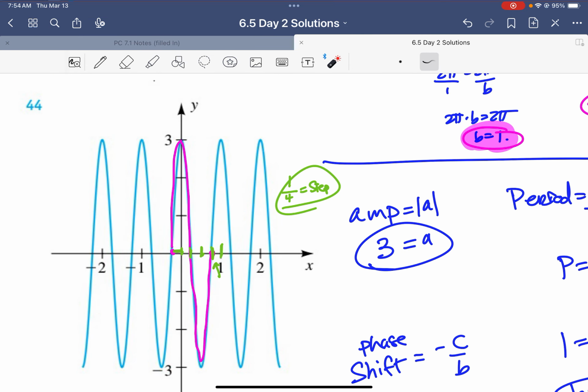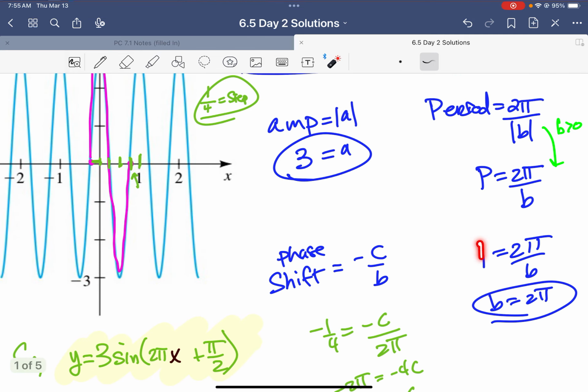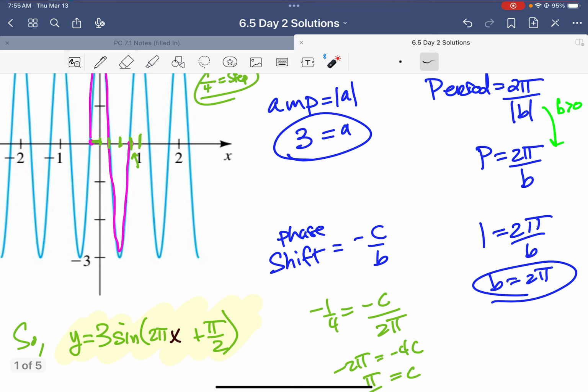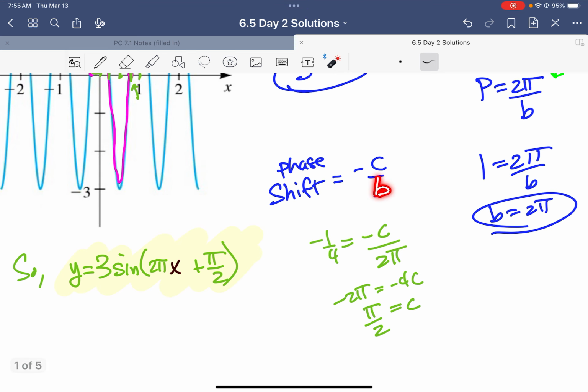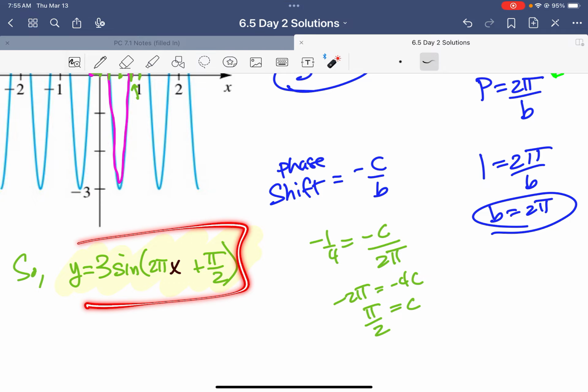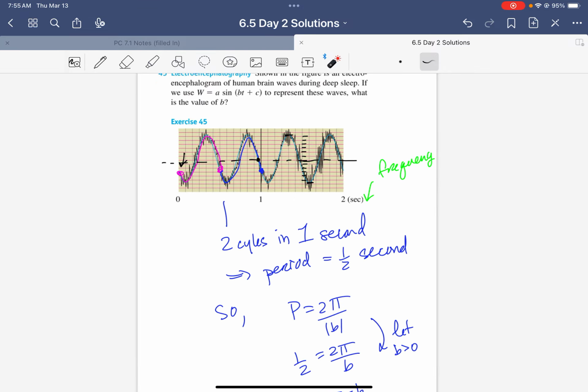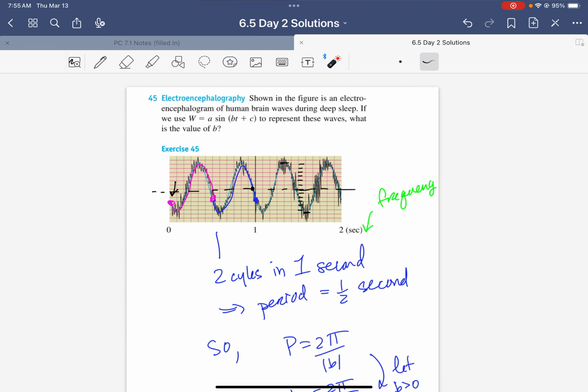And in this case, it looks like the distance from a midline to a peak, that's one of our 4 steps. Well, since the entire period is 1, I know my step size is 1/4, so this point is negative 1/4. So my new start is negative 1/4. I already knew that b was 2 pi, so I can plug into the equation phase shift is negative c over b and solve that c is pi over 2. There's my equation.